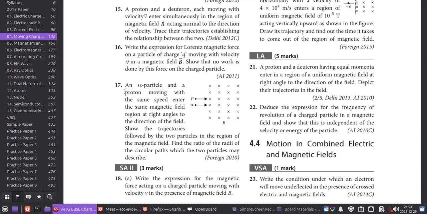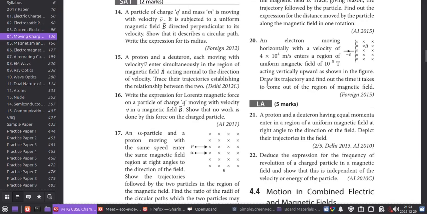Question number 17 is a similar question, and they also ask you to find the ratio of the radii of the circular paths which the two particles may describe. So question 17 is easy now. Question number 21: a proton and a neutron having equal momentum enter into a region of uniform magnetic field. In this question you only have to draw the trajectory diagram. Mostly all the questions have the same pattern.